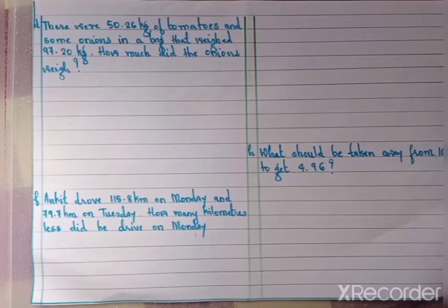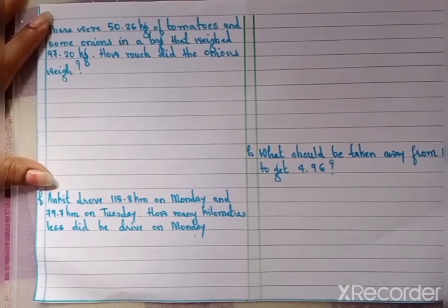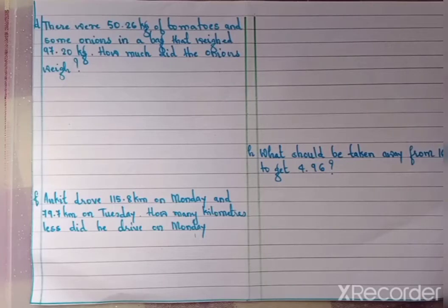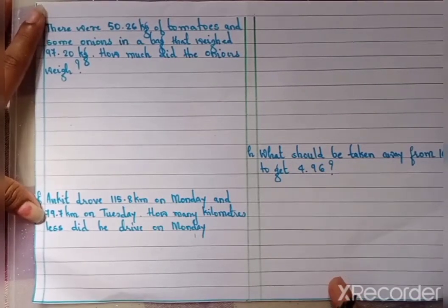We are having the D problem. There were 50.26 kg of tomatoes and some onions in a bag that weighed 97.20 kg. How much did the onion weigh? So just see here.